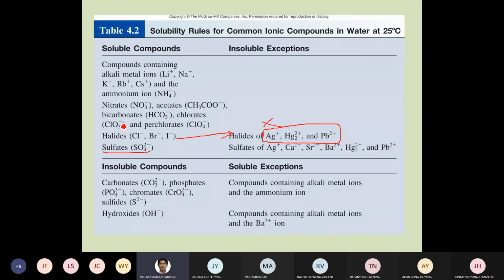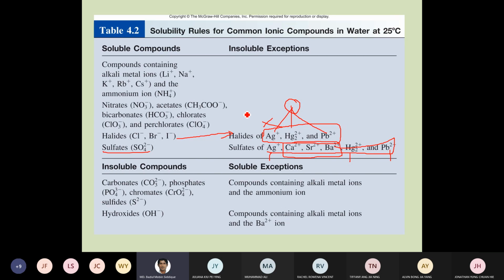Sulfates: all the sulfates are soluble, sodium sulfate, potassium sulfate, calcium sulfate, but not, sorry, calcium is an exception. All those sulfates are soluble, but silver, calcium, strontium, beryllium, mercury, lead are not. So if we just remember silver, mercury, lead, these three are always everywhere. Only here, for sulfates, the exceptions increase to calcium, strontium, and beryllium.